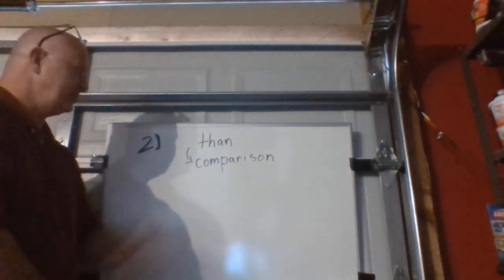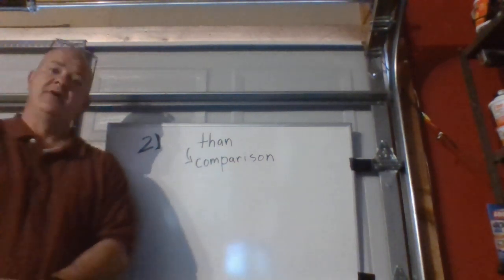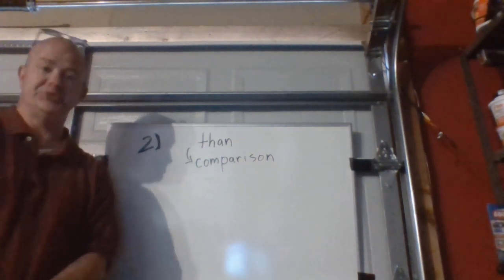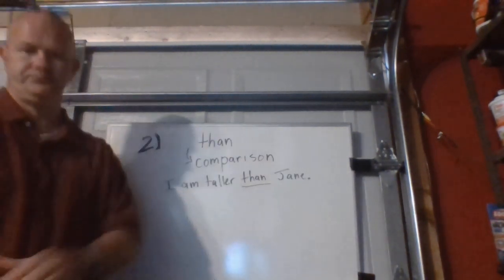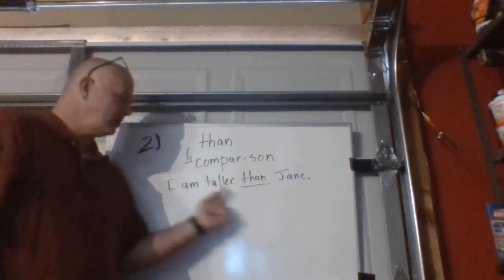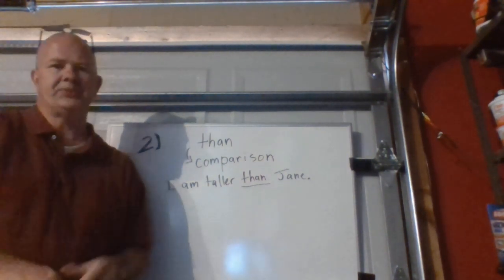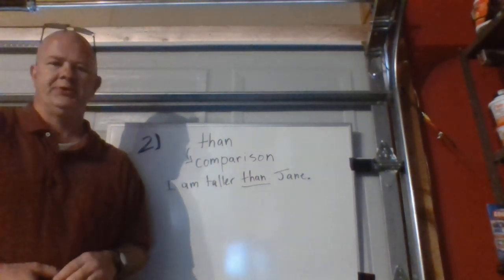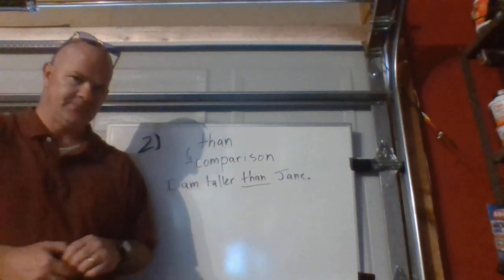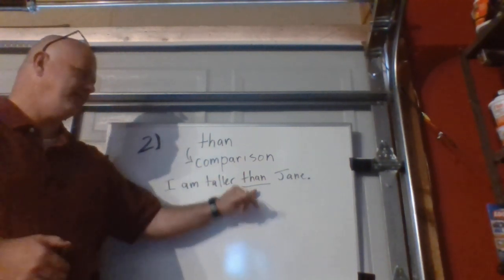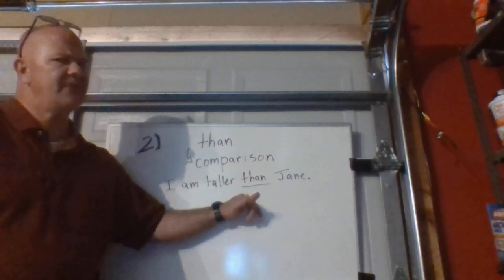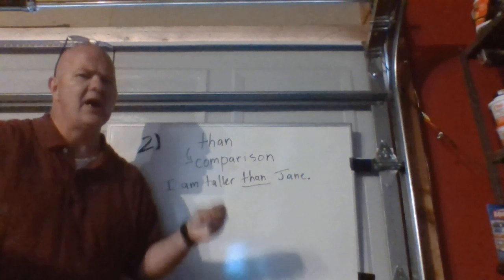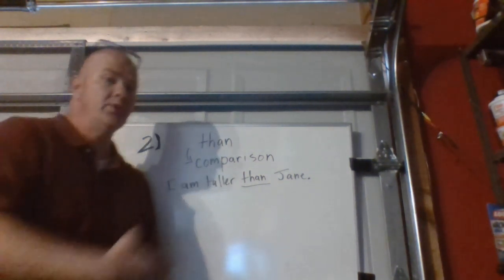Than means comparison. It's used for comparison. For example, I could say, I am taller than Jane. I am taller than Jane. Notice that when we say this in everyday situations, you don't hear the difference. You just hear people say, I am taller than Jane. Again, that's what creates the confusion. So if I put the word next in here, it doesn't make sense. I am taller next Jane. That doesn't make sense. I would have to say something like, I am taller next to Jane.